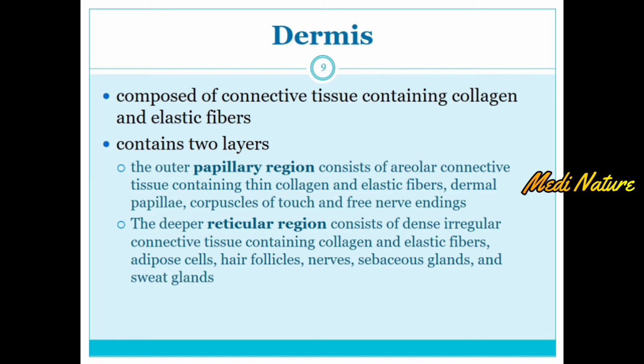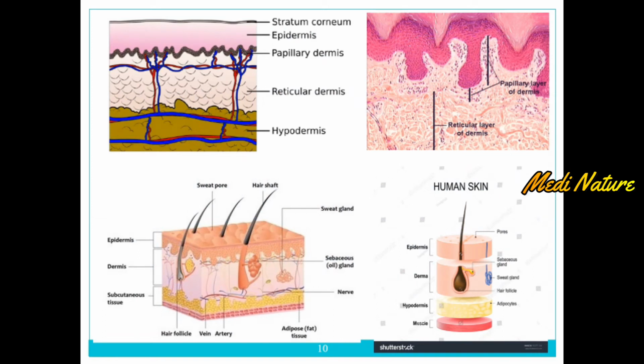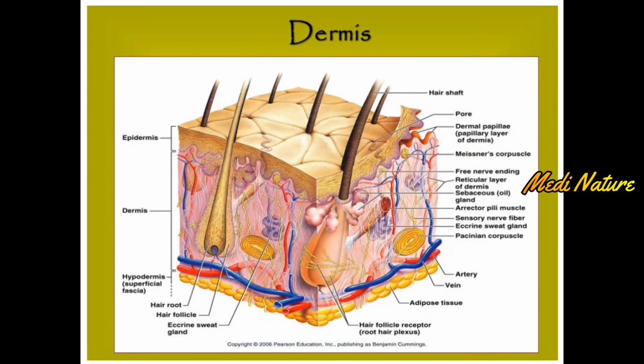The reticular region consists of dense irregular connective tissue which contains collagen and elastic fibers. There are adipose cells, hair follicles, nerves, sebaceous glands, and also sweat glands there. Go through these pictures carefully and get an idea what are the structures in the skin which lie in different regions of the dermis. Again, this picture gives you a clear idea what are the structures in the dermis.